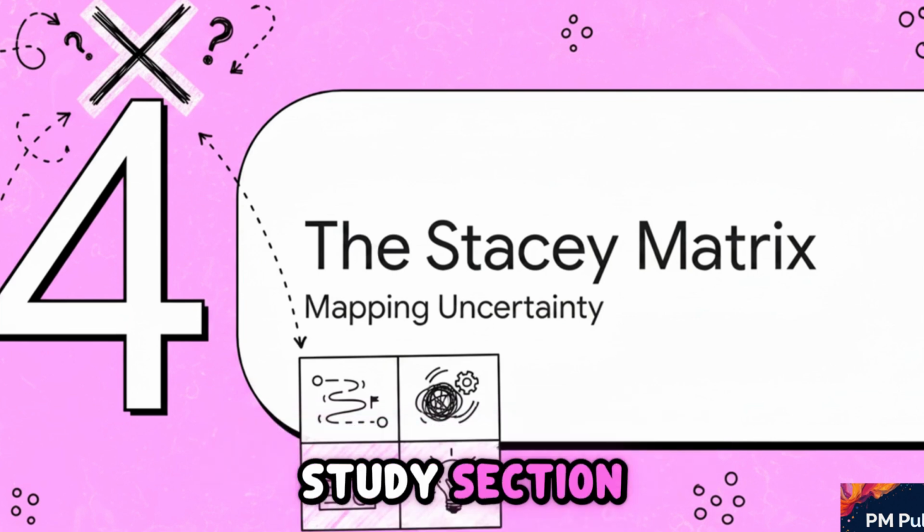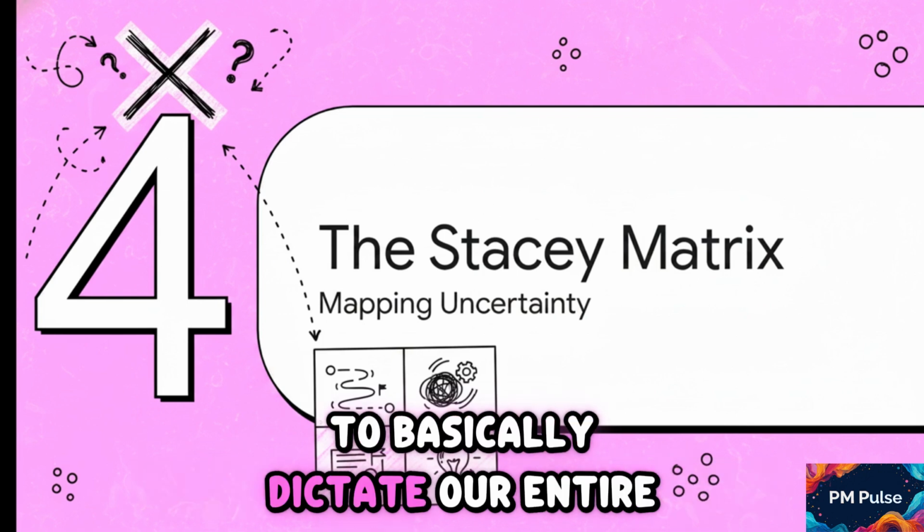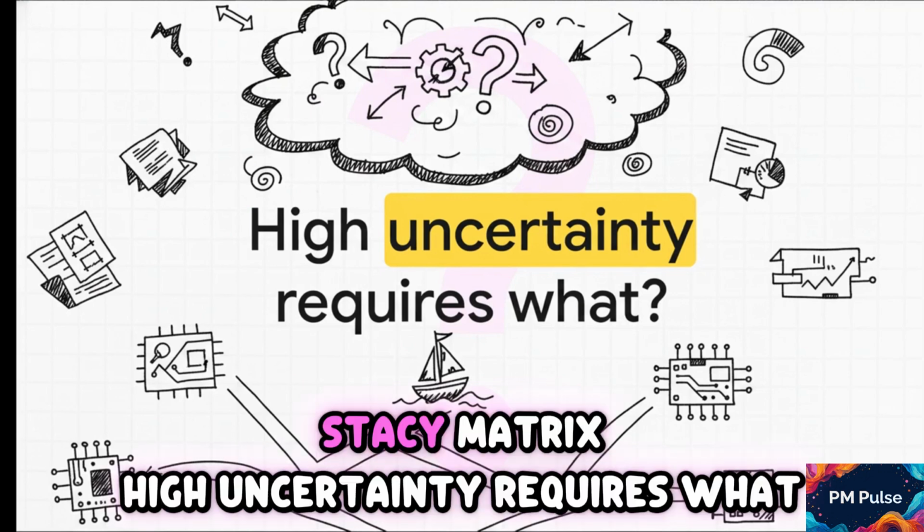For our final study section, we're going to look at how this matrix maps out uncertainty to basically dictate our entire game plan for a project. Check out this test question. Stacy Matrix. High uncertainty requires what?